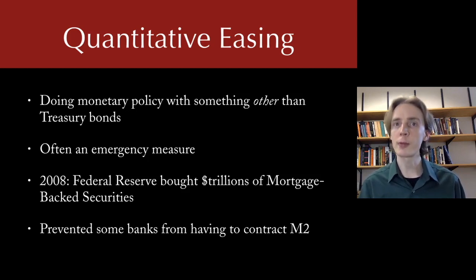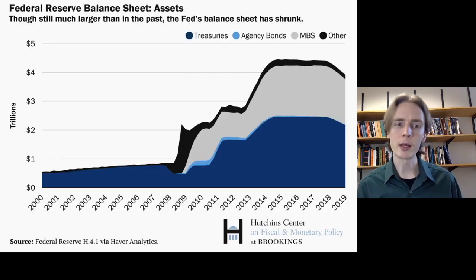So the Fed bought the mortgage-backed securities off of them. And that's quantitative easing. Right? And it was able to expand the money supply that way. And we can see this happening here.